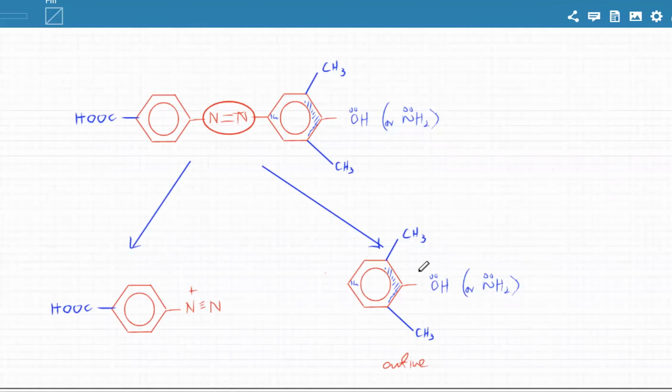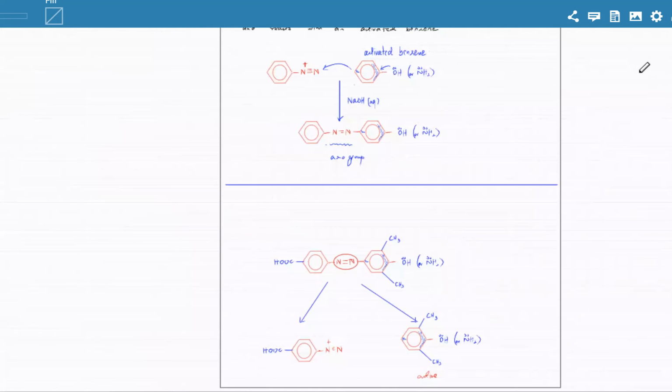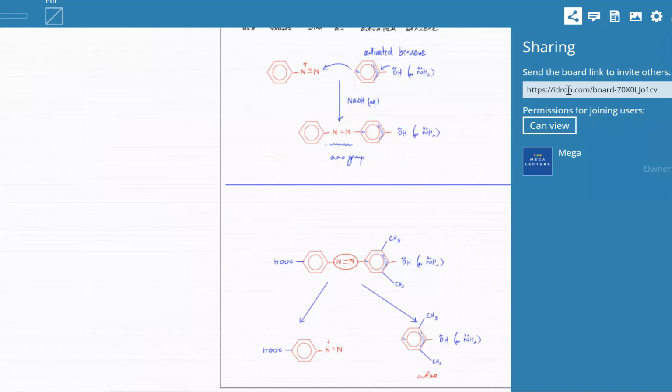So just remember all of these nitrogen compounds. TK, I'm going to share the board link about nitrogen compounds. We'll just go over proteins in the next class, and then we'll try and do past paper questions related to organic.